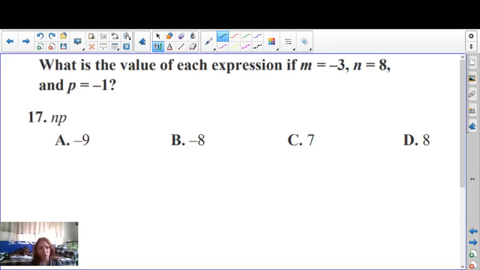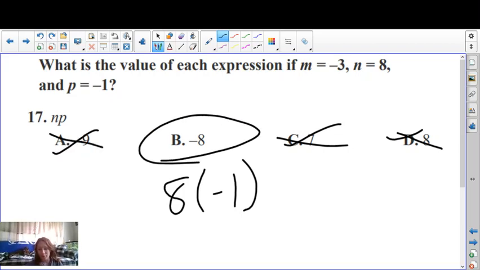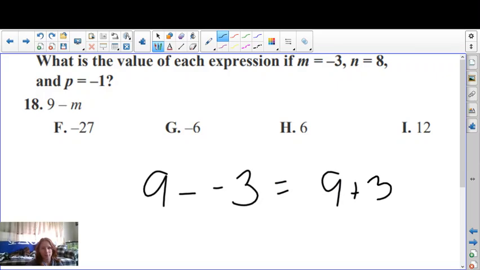What is the value of each expression if m is negative 3, n is 8, and p is negative 1? N times p. So 8 times negative 1. Well, I can already start throwing out the positive answers because I'm taking a positive times a negative. And 8 times 1 is going to give me 8. It's not going to add to 9. So my answer is negative 8. So I have 9 minus negative 3, which is 9 plus 3. And we know that 9 plus 3 is 12.